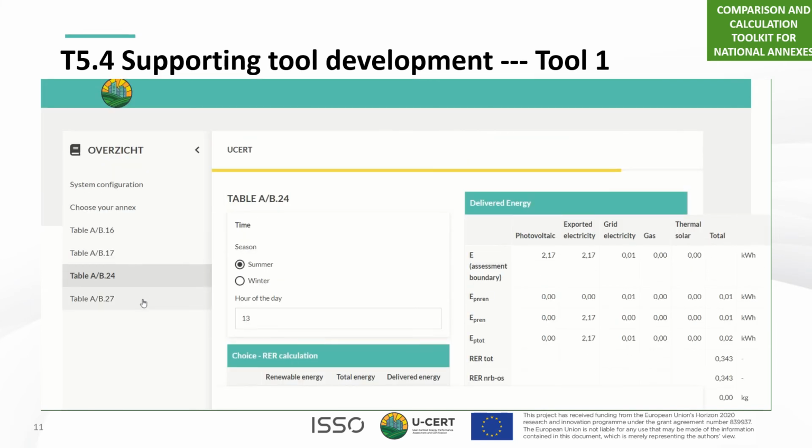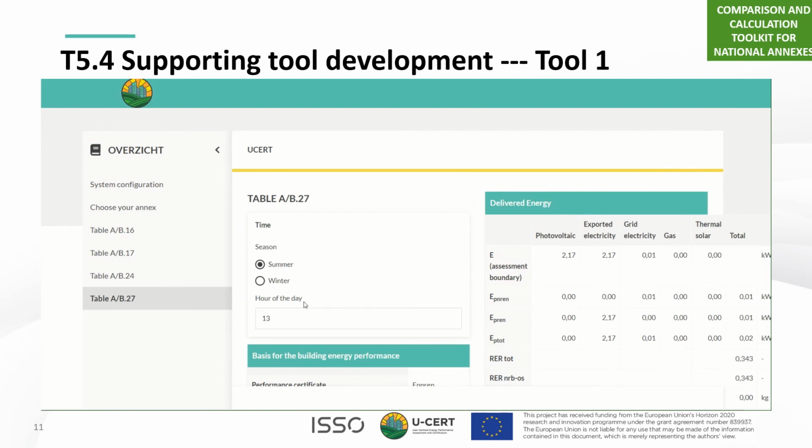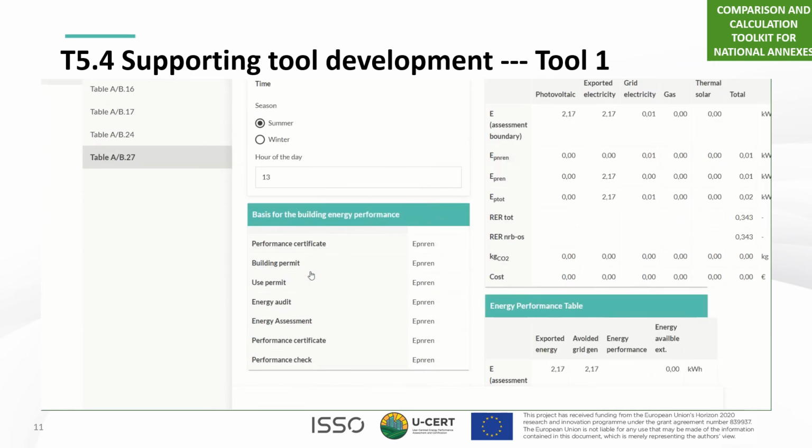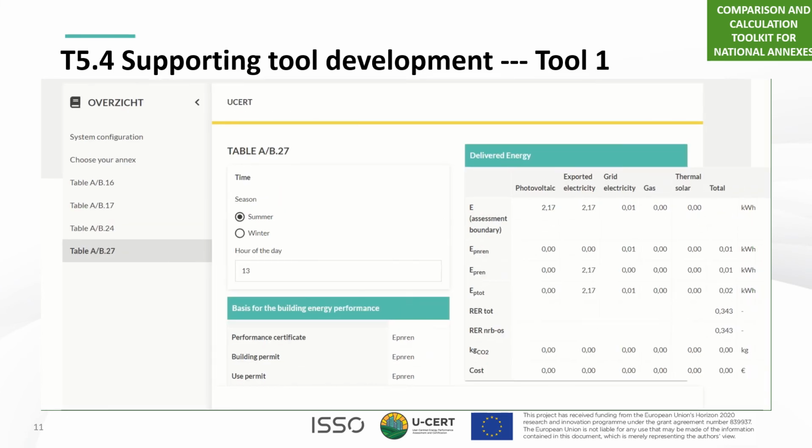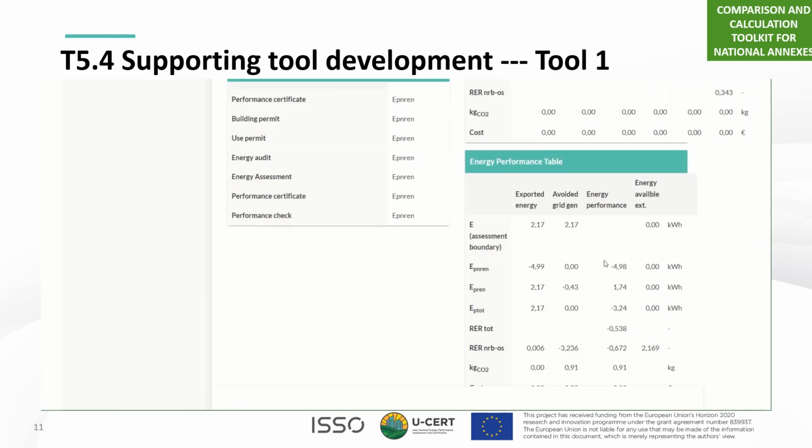Let's analyze now table AB27, which specifies which parameters should be considered for these types of assessments. The user's choice is to consider for each of them the non-renewable primary energy indicator. So in step A, the user choice is to consider this value, while in step B, where the key exported factor is involved, it is to consider this other value.